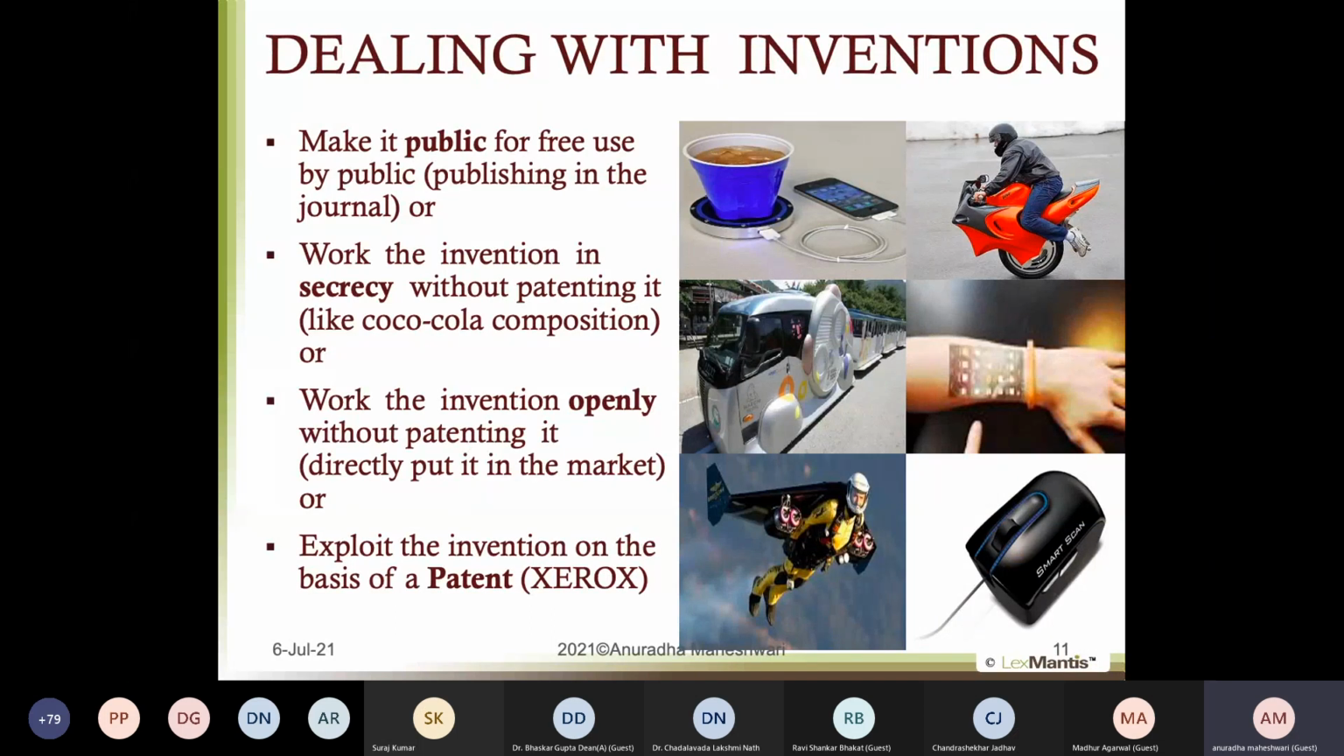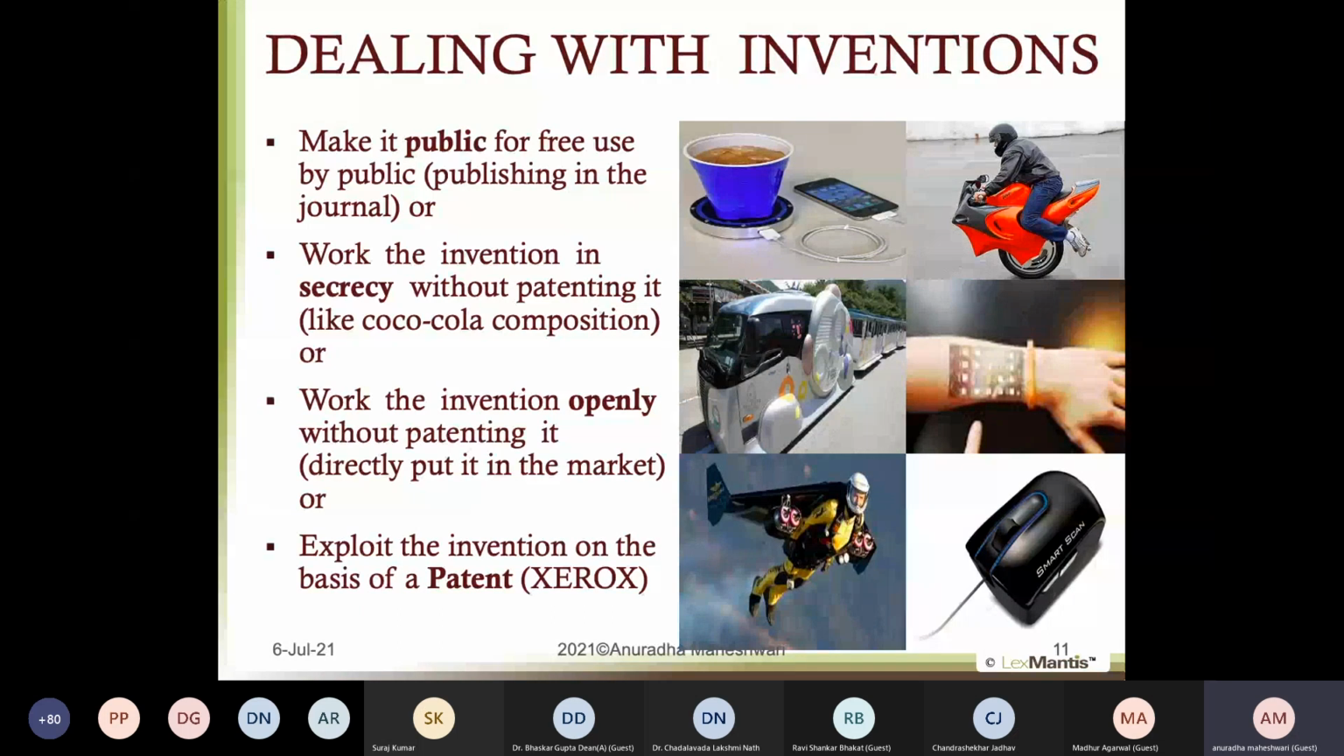One can do many things with one's inventions. For a starter, I can make my invention and just make it free for everybody who wants to use it, because let's say I'm a philanthropist. I don't want to take anything for my invention. The other is, no, my invention, my idea, I have worked on it. Why should I make it known to all the world? So I make and I work my invention in absolute secrecy.